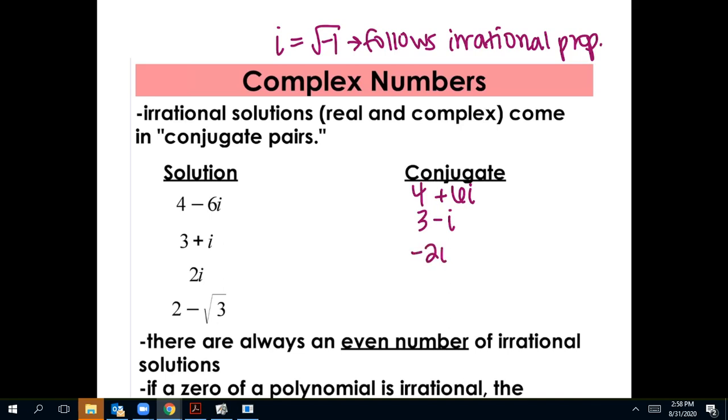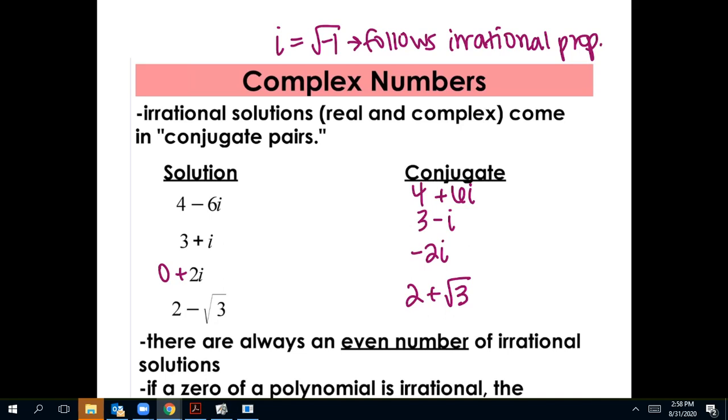2i could also be -2i because we can write this as 0 plus 2i, and so it can be 0 minus 2i. And then, like I said, the square roots and the i's are going to have really similar properties. So 2 minus square root 3 goes together with 2 plus square root 3. Not the same as, but they go together. And that's, again, because when you solve for these, you typically are using the quadratic formula where there's a plus or a minus when you're square rooting. And so that means if you have a minus, there's also a plus. If you have a plus, there's also a minus.